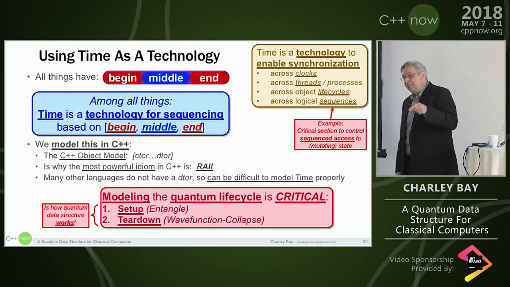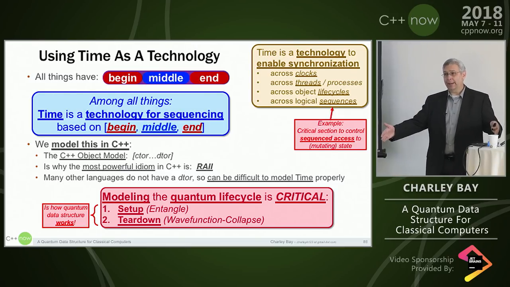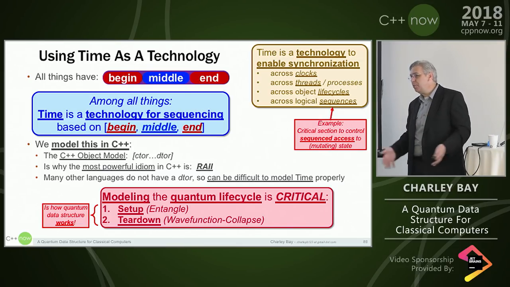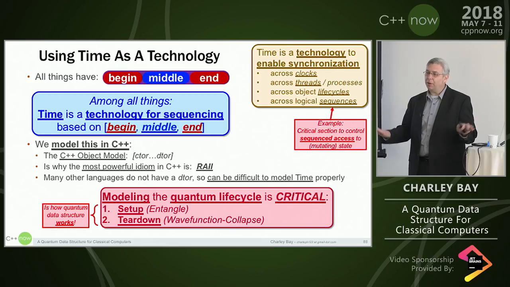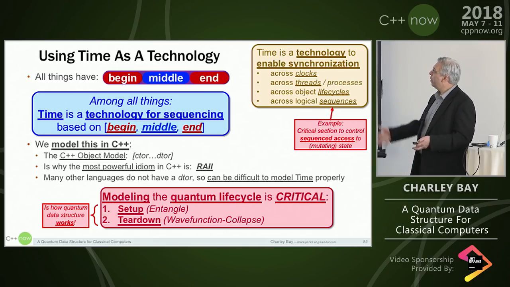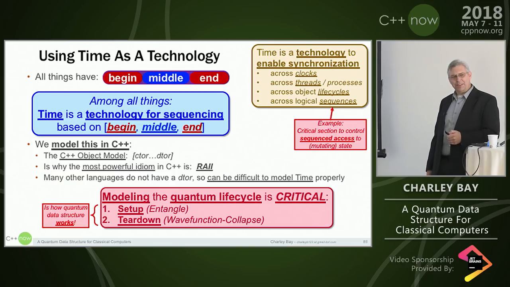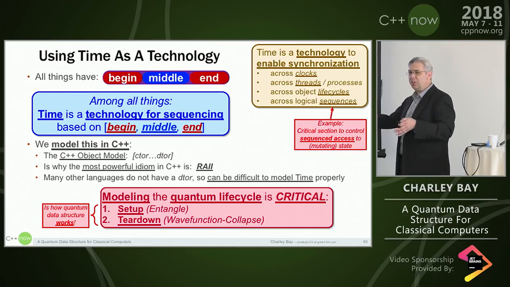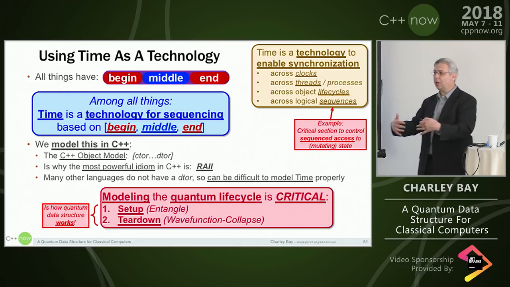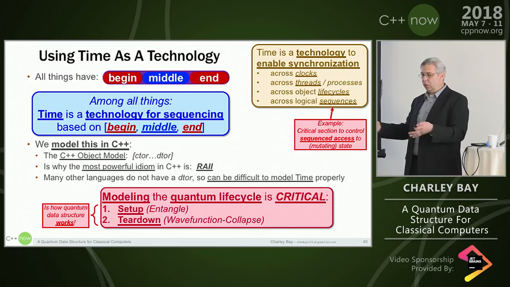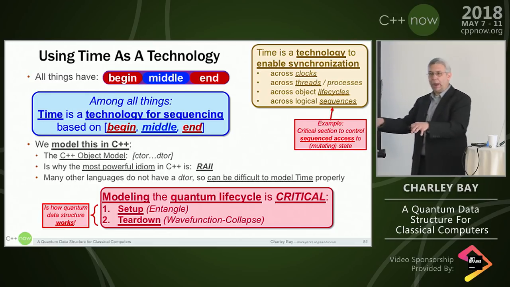Time is a technology for sequencing beginning, middle, and end. Now we all kind of know time is not absolute. There's no absolute epoch, theory of relativity. We all kind of know that stuff nowadays. But this sequencing of beginning, middle, and end is important, especially when we went multi-core and many-core, because now I have threads and I have to sequence sensibly what's going across them for concurrent access to state. And we use tools and approaches for threading.